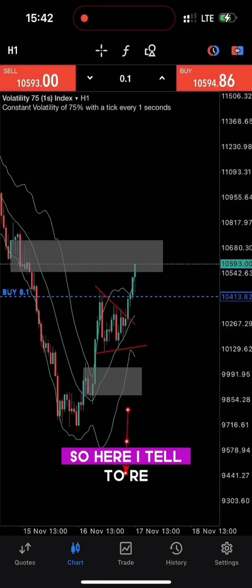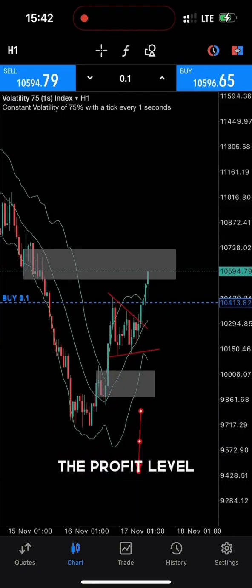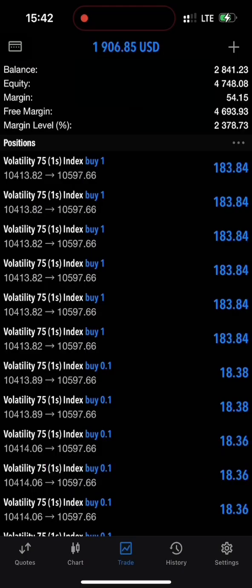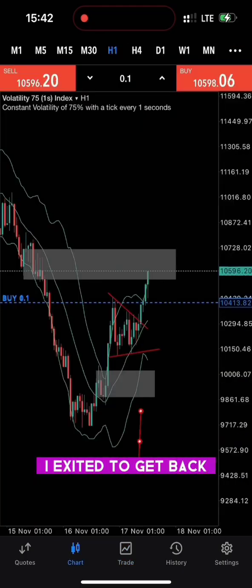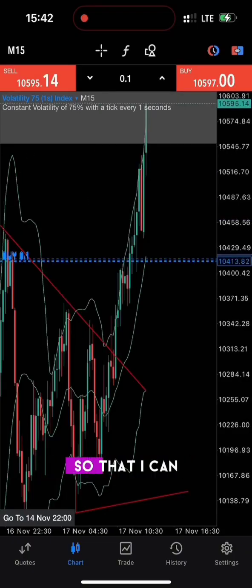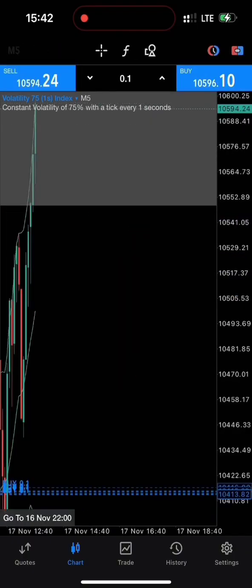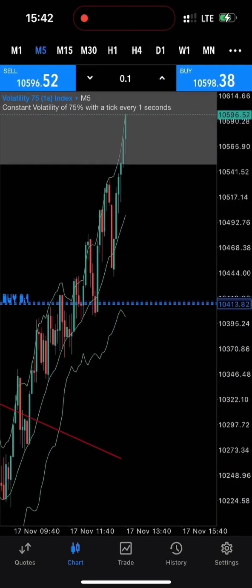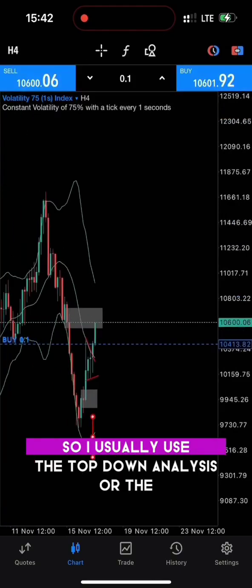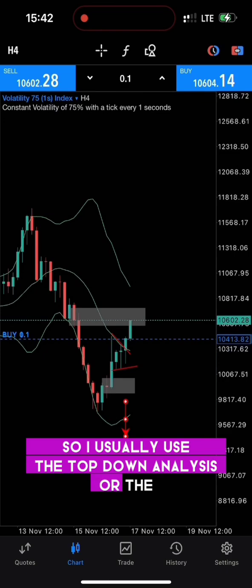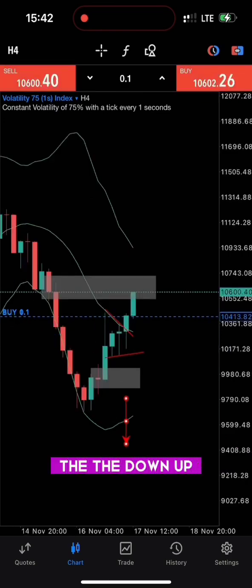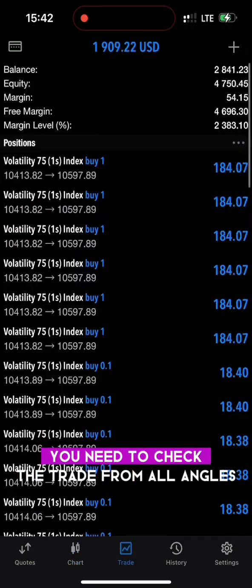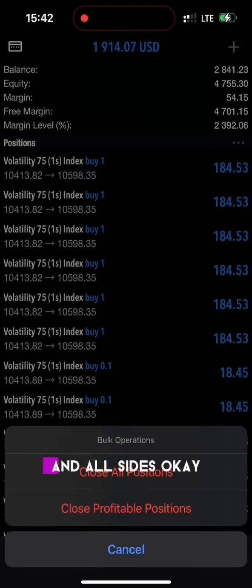So here I decided to re-enter because the profit level wasn't reached, so I exited to get back with a bigger lot so that I can get as much profit as possible from this trade. I usually use the top down analysis or the down up. I don't know which. They all work. You need to check the trade from all angles and all sides.